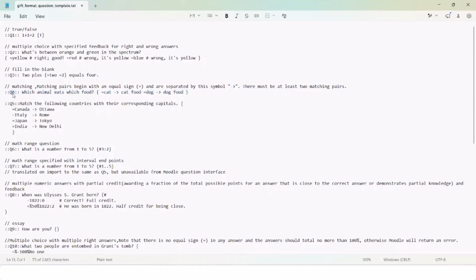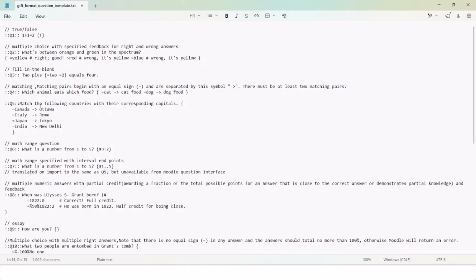Question 4: this is the question title, then the question text, which animal eats which food. Then in the answer section, which is the curly brackets, the first choice is cat, and cat eats cat food, so we are matching cat to cat food. Then the equal sign, which is the next choice, then dog, and it matches to dog food. So this is a matching question.